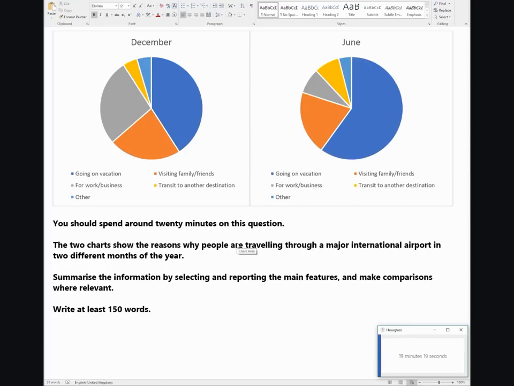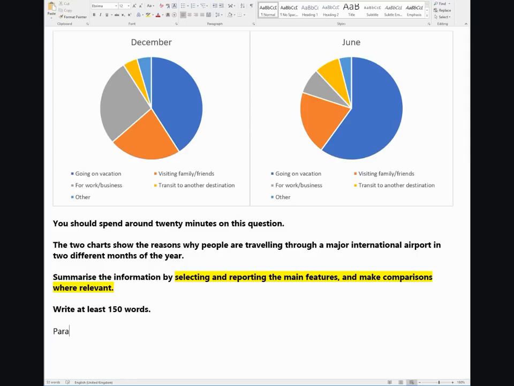Now, in task 1, you're presented with a lot of information. You need to find a way to group and connect the information. That's quite important. It's tempting just to try to list every piece of data you're given, but that won't get you the highest scores. Especially in a question like this where you have 2 charts, it's really important that you find a way to group and connect the information. You also need to make a plan. I'm going to do that now.